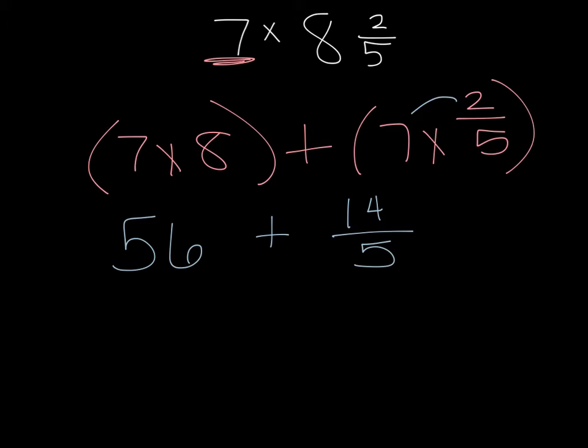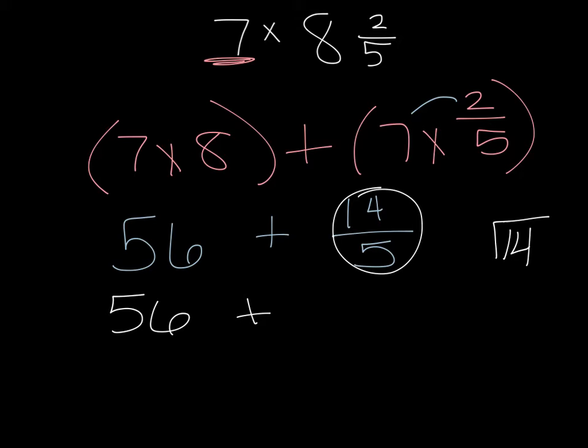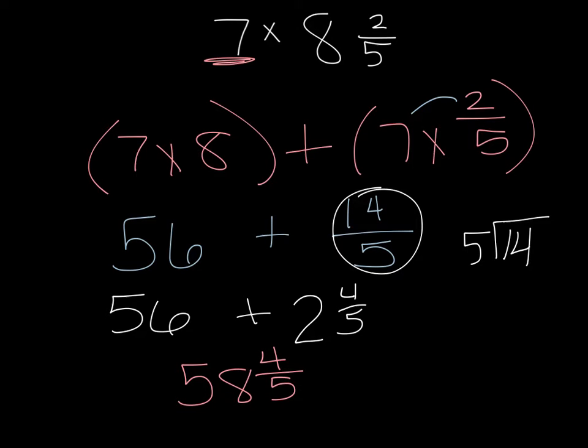Now I'm going to convert my improper fraction into a mixed number. So I'm going to take 14 divided by 5. And if you can do this in your head, that's fine. You could just say, I know that 5 can go into 14 2 times, and then I would have 4 left over. So you get 2 4/5. And then you add. So 56 plus 2 is 58 and 4/5.